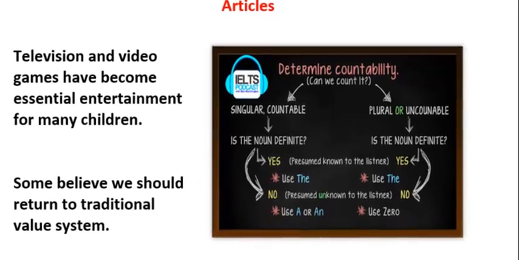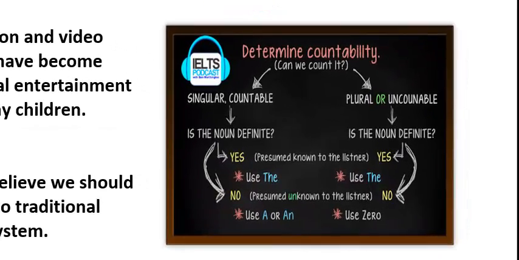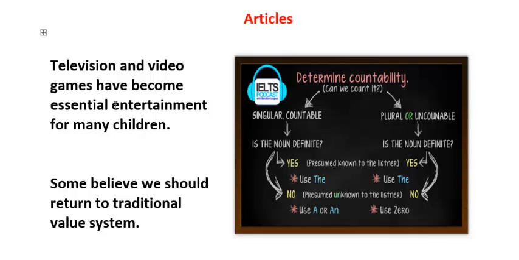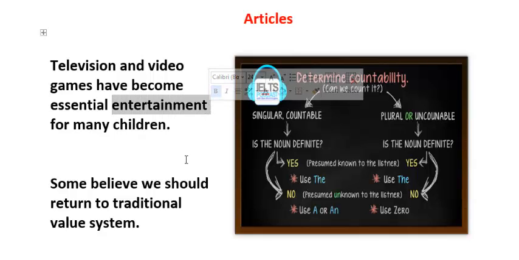If you look at the diagram on the right hand side, this is, I think, a really easy way of remembering or becoming more aware of when you can use articles. The first thing to decide is whether the noun you're looking at is countable or uncountable, singular or plural. So let's look at our first example. Now, the problem noun here is entertainment. Now, hopefully you know that this is actually countable, and in this case, it's singular.